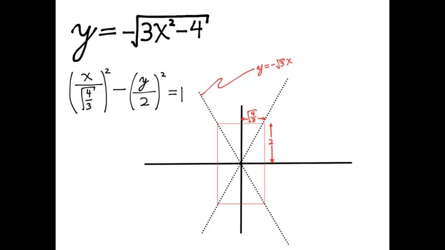That is the same as the equation you would get if you ignored one of the terms in the original equation. If you ignore that minus 4, the equation becomes y equals negative square root of 3x. In other words, when that term 3x squared becomes so big that the 4 is negligible next to it, the hyperbola will be extremely close to this asymptote. So it makes sense. It's a sanity check that this would be an asymptote of our graph.